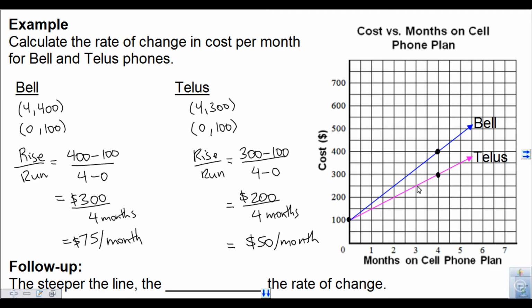So Telus has a lower rate of change than Bell. Now we can see that on the graph, right? Because the Telus graph is less steep, whereas the Bell plan is more steep. So really, the steeper the line, the greater the rate of change. Okay, so visually inspecting the graph, you'll be able to tell which one actually will have a greater rate of change right away if you've got 2 graphs on the same axis.